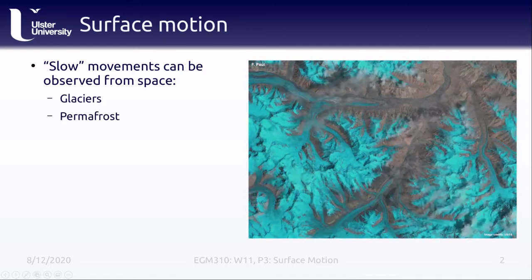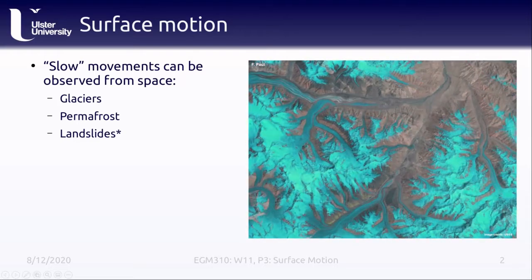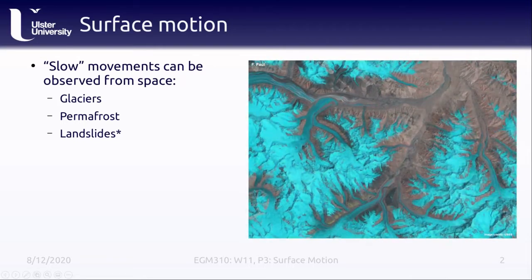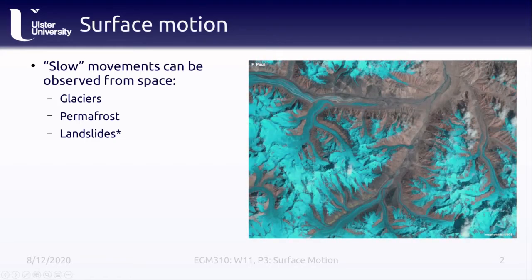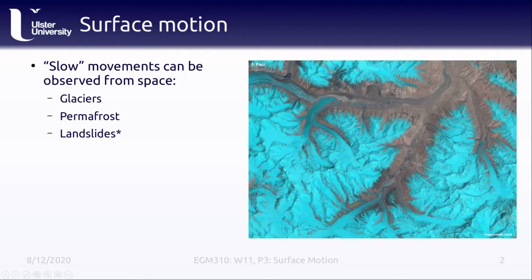We can also track landslides from space, not normally the rapid landslides such as debris avalanches, although we might sometimes get lucky and be able to partly observe them due to the band offsets. But rather we're thinking of slower, long-term creep of slopes as something that we can monitor from space.